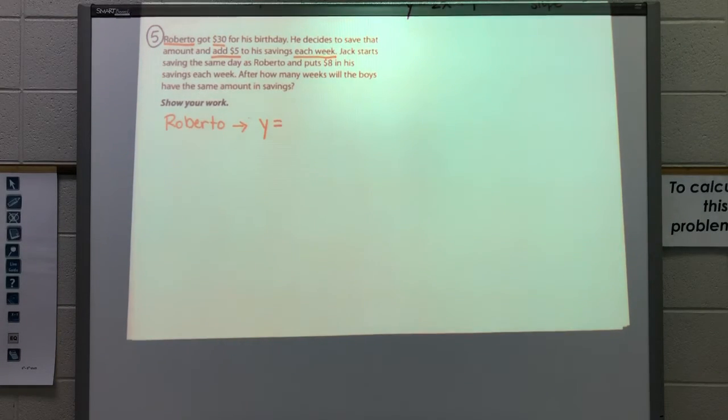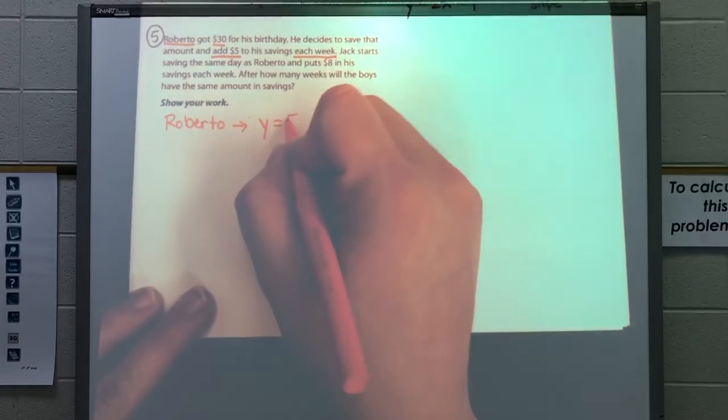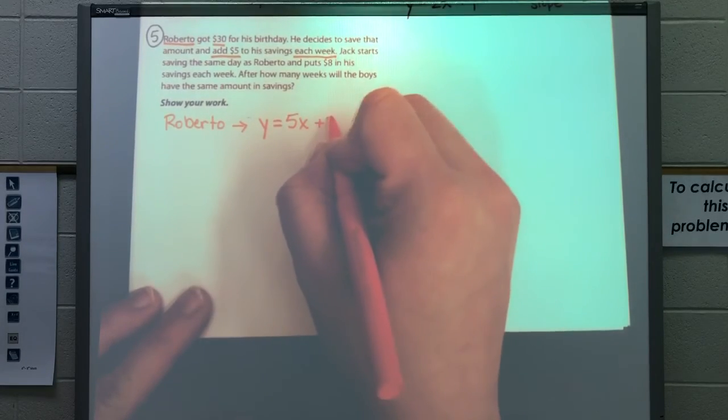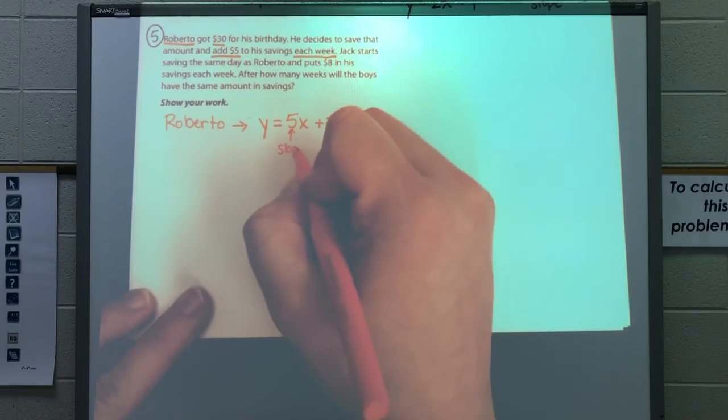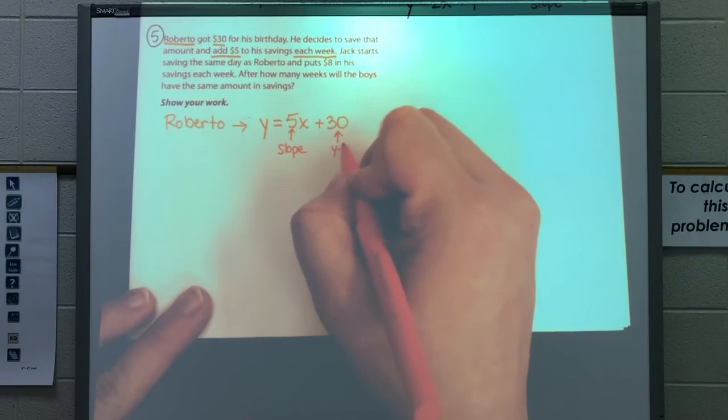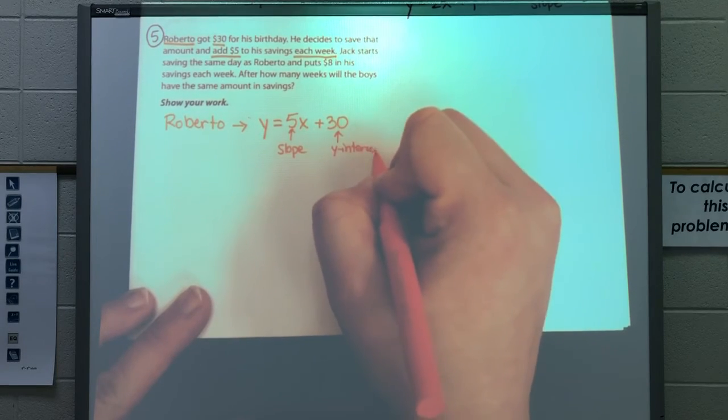Well, which one of those is going to be a reoccurring amount that's going to be added each week? It's $5. Anytime you have a reoccurring amount over and over and over, that's a rate, it's a unit rate, it's a rate of change. We call it slope. So your 5 is your slope, and your 30 is your y-intercept.